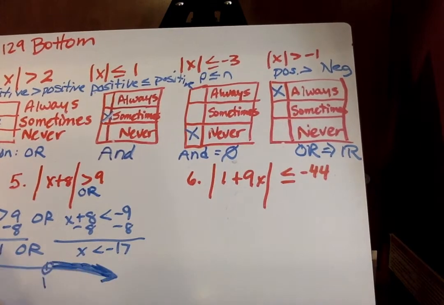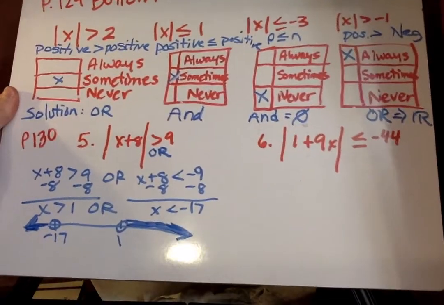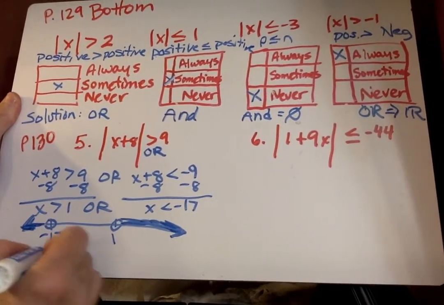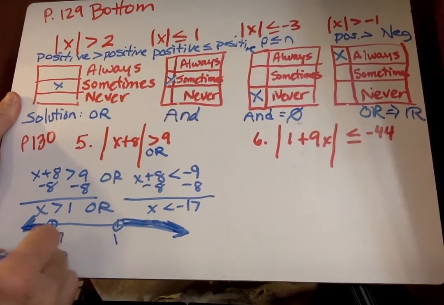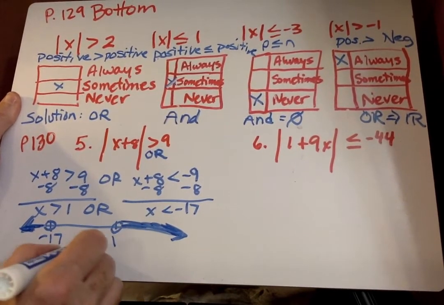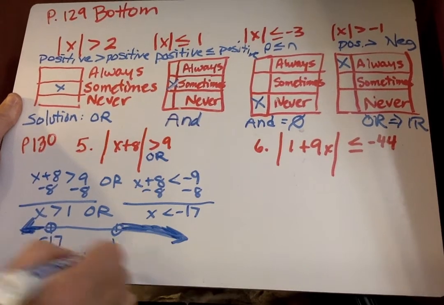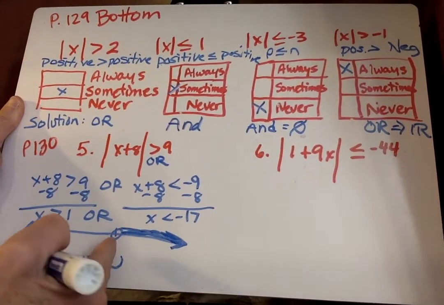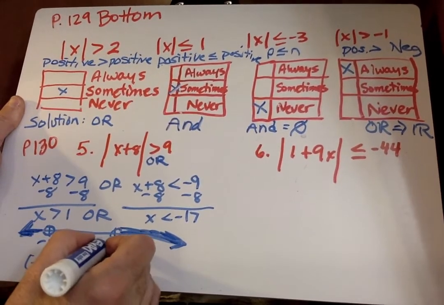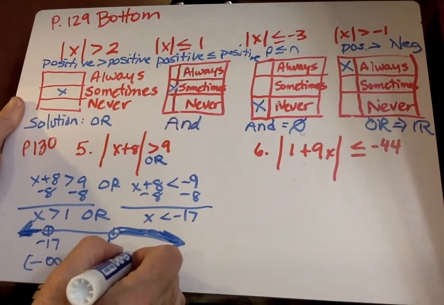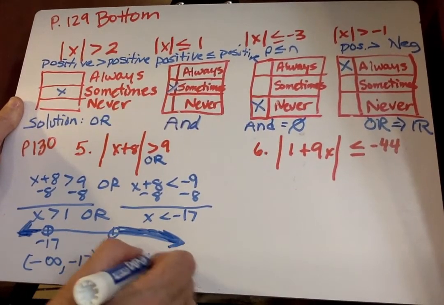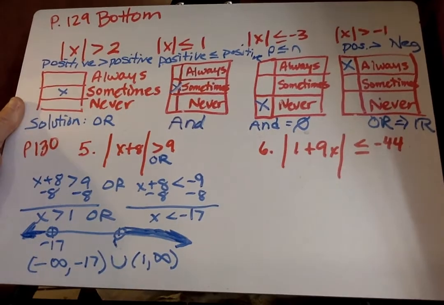Our interval, can you guys see that okay? Our interval is going to go from -infinity with parentheses, comma -17. And we're going to unite or union that with open dot 1 to positive infinity. Okay.